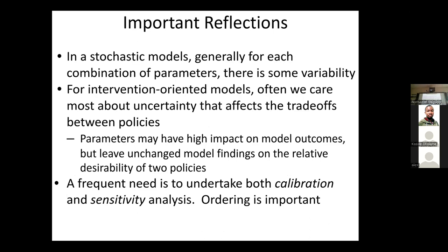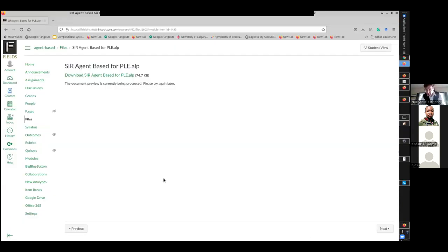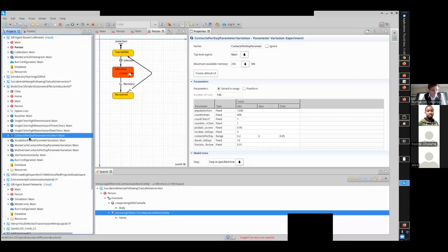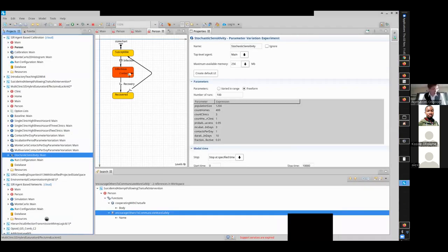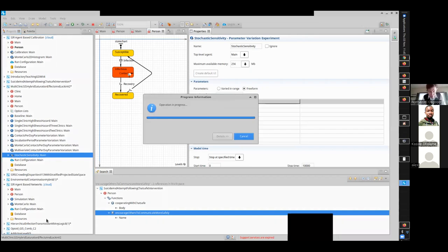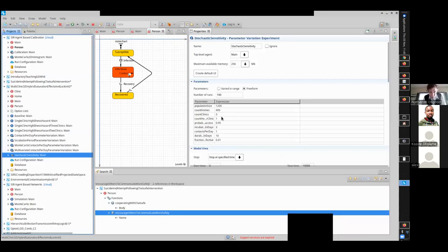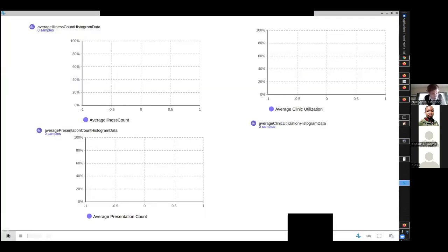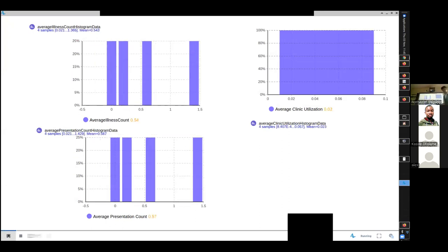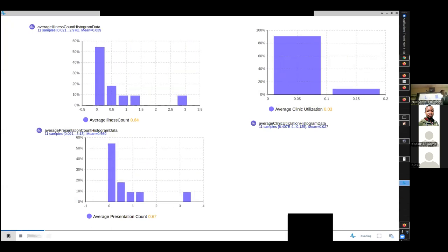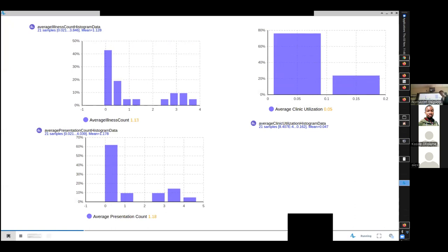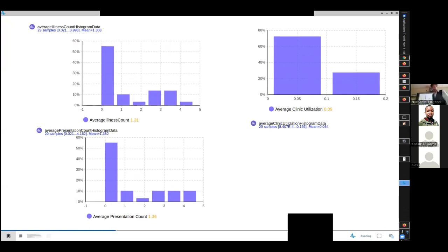Okay, so a few reflections here. Firstly, in stochastic models, for each combination of parameters, there's some variability, right? You assign fixed parameters. We saw that in our very first stochastic sensitivity right here. For fixed values of parameters, these are fixed parameter values here, nothing changing, and yet, as we run this, there's variability in outcome, right? Not surprising, it's stochastic. There's going to be different outcomes.